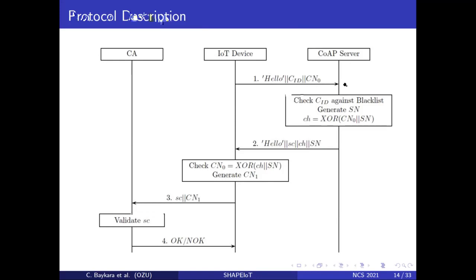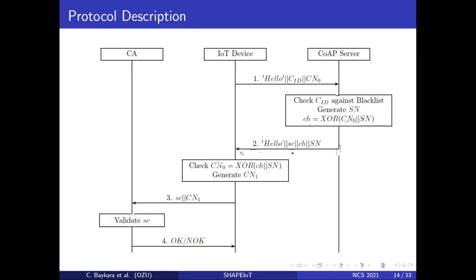After receiving the first message, the CoAP server first checks the client ID against the blacklist to see if this device has been blacklisted before. If it is not, then it generates its own random number, the SN, and then it also generates a challenge by XORing the client's random number and its own random number. And it sends these back to the client with a hello message of its own. This message also includes the certificate of the server, which the IoT device will use to authenticate the server.